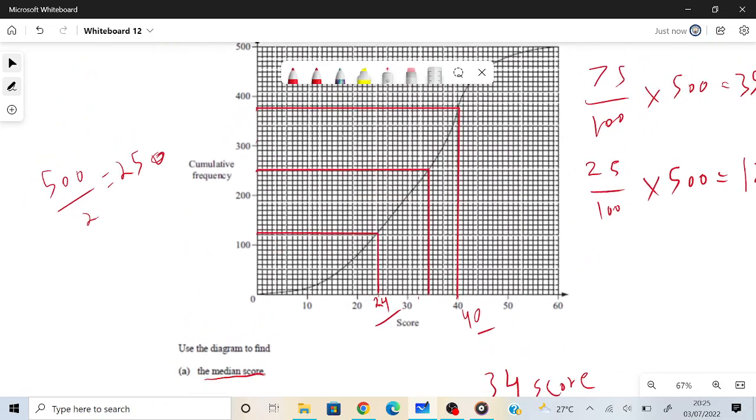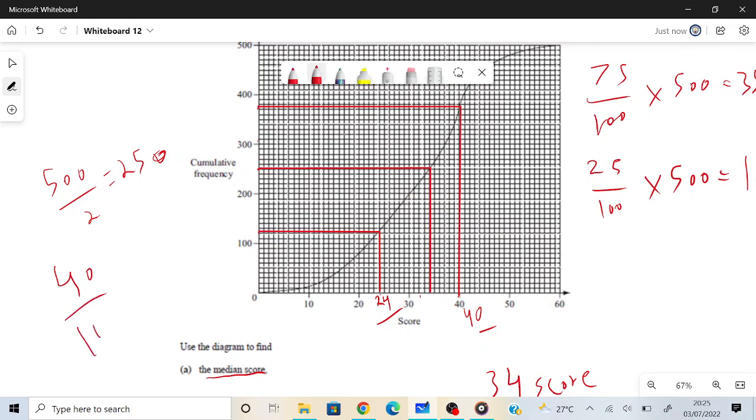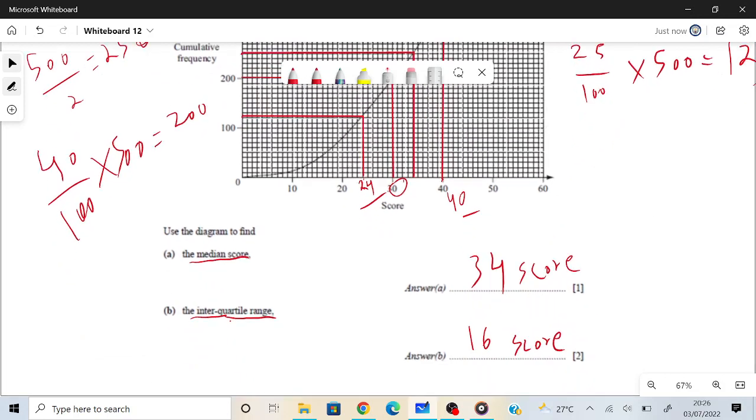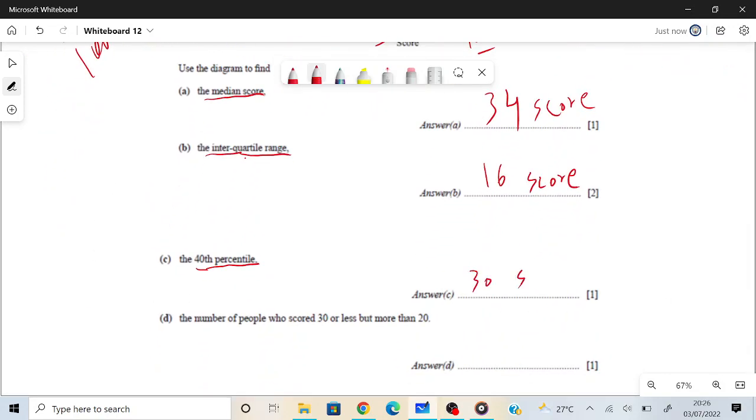So to get 40% of 500, again you do 40 over 100 times 500. Doing the honors on this occasion, you should get 20. Wait just a second. 40 divided by 100 times 500. Sorry, you should get 200, not 20. So 200 is right there. Trace it to the line, which is somewhere there, and then trace it back down, which is round about there. So I'm getting 30 as my answer. So for that question, the answer is 30. Again, to be on the safe side, you can write score.